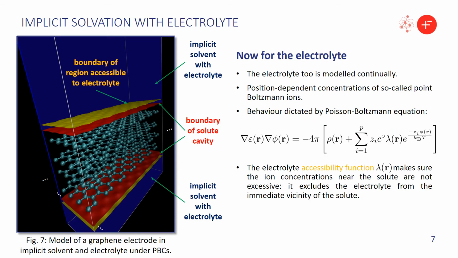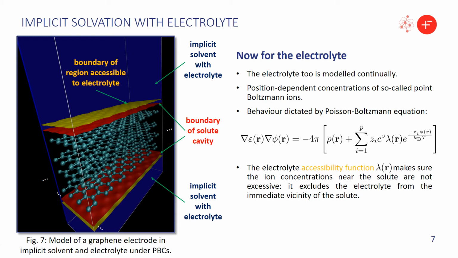Now, I explained how we model the solvent in a continuum fashion, but what about the electrolyte? Well, we also treat it in a similar way. We model it by a charge distribution or a concentration distribution of so-called Boltzmann ions. These are point-like ions that affect the electrostatic potential of the system. The inclusion of Boltzmann ions makes the equation much more complicated. It becomes the Poisson-Boltzmann equation that you can see here on the right. But this is mostly the problem of the multi-grid solver. One thing that we need to take care of is to exclude the electrolyte ions from the immediate vicinity of the solute, so the electrode in our case.